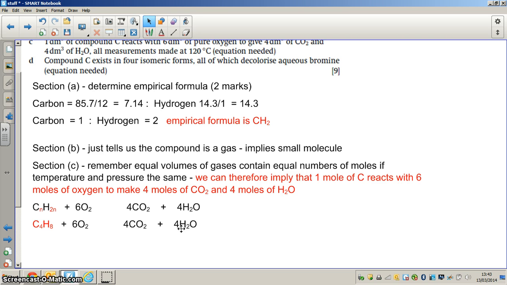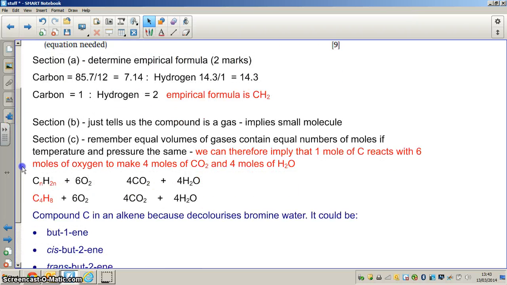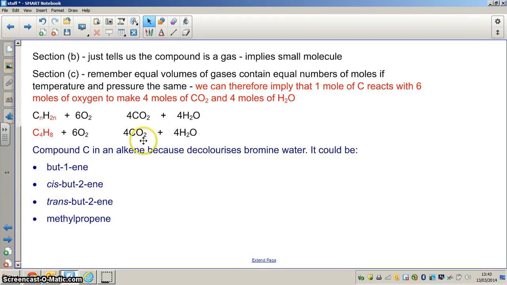So what else do we know from this final section? Well, we know that any compound that decolorizes aqueous bromine, or bromine water, must be unsaturated. It must be an alkene. So we know that the product we're dealing with is an alkene. So compound C is an alkene. It can have 4 isomeric forms. Be careful here, it's not isotopes, it's isomeric forms.